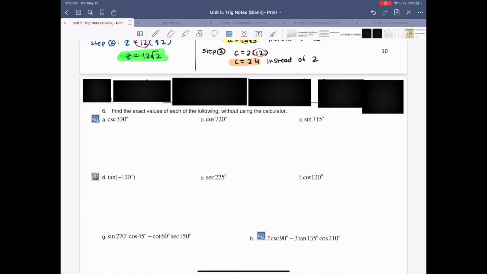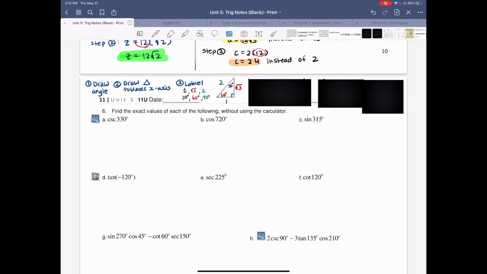Okay, so on to the next page, I'm going to write down some of the instructions on how to approach some of these questions. First step is that you're going to draw the angle. You're going to draw the angle that they present to you, or work with the principal angle that is in standard position, meaning being in between 0 degrees to 360 degrees. You're going to draw the triangle towards the x-axis, meaning I'm going to draw my triangle so that I can create some kind of related acute angle with it and not towards the y-axis. So you're going to label it.